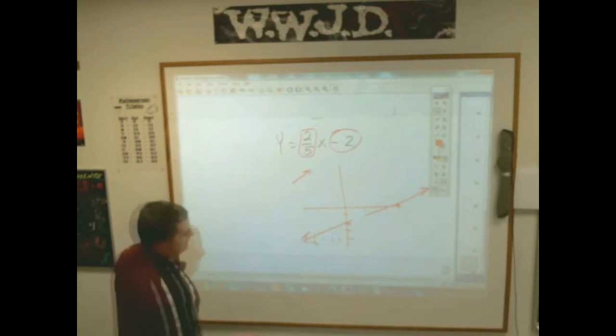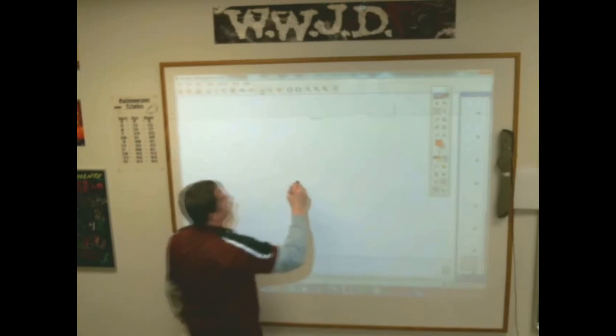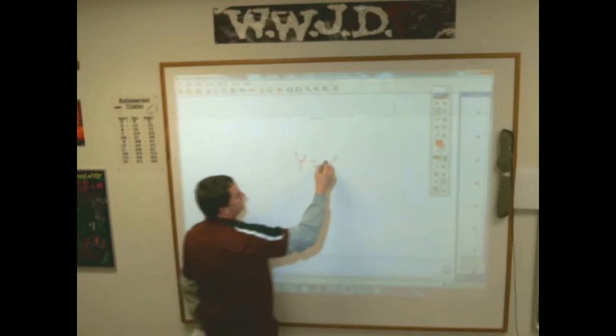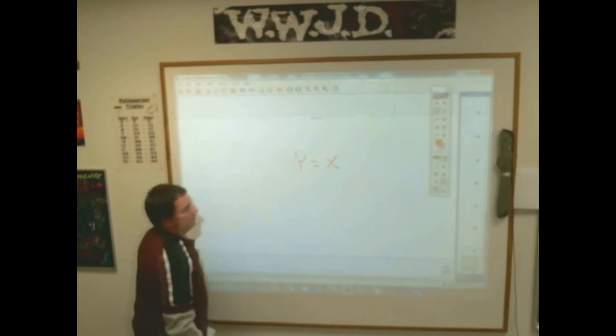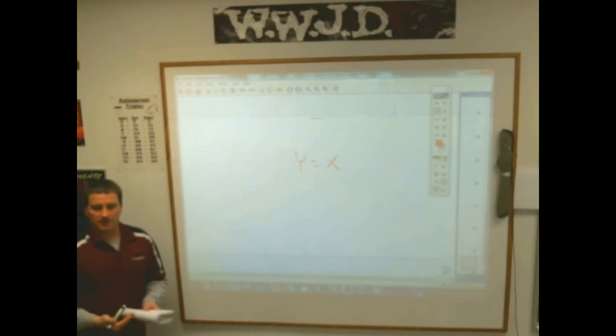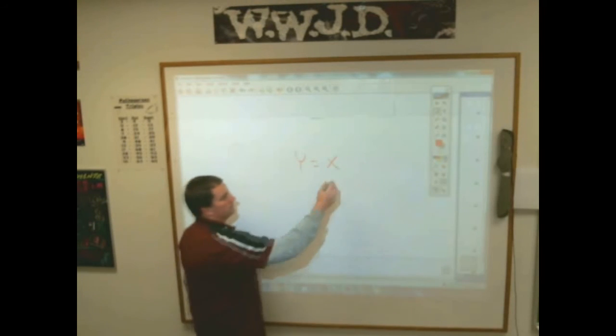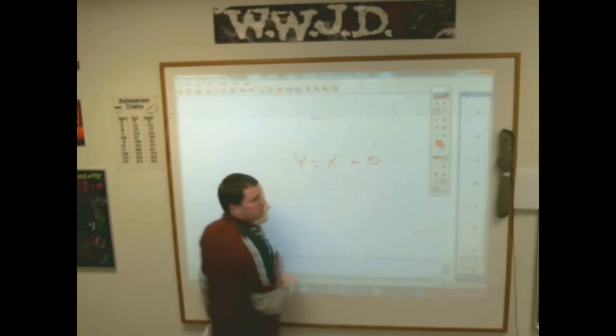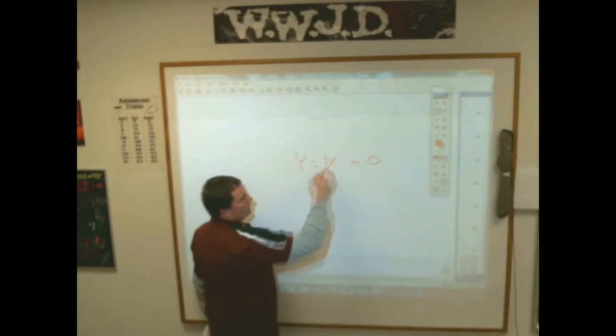Now, Josh asked a question, there's a couple things we have to talk about. What if it's this? What if it was y equals x? That is still in slope-intercept form, you just kind of have to read into it. First of all, you can always put a plus 0 there and a 1 in front of the x.